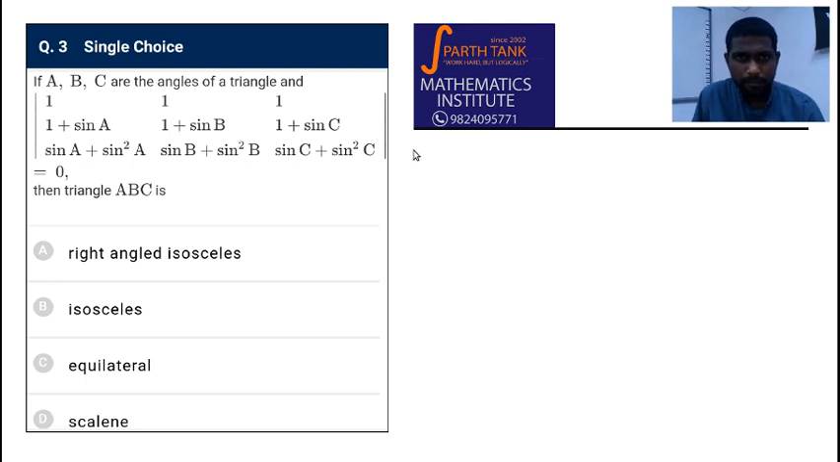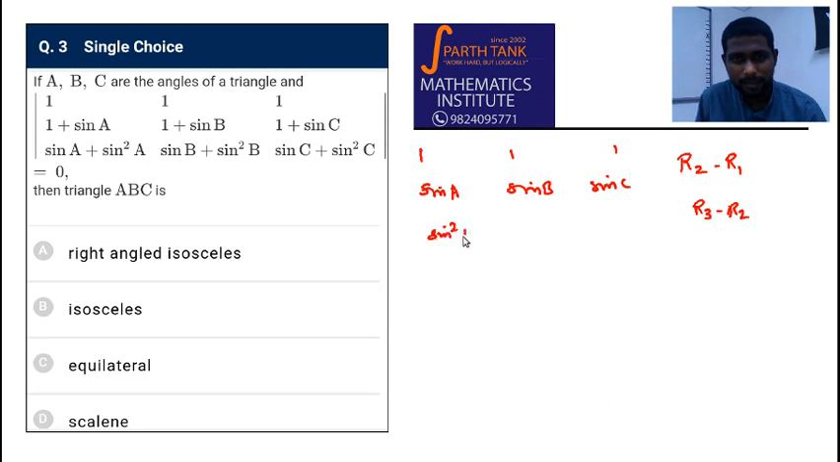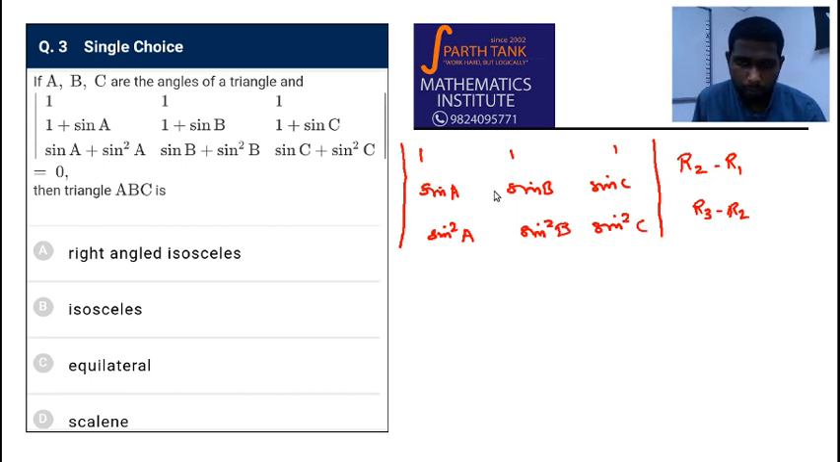We can write it as, quickly, if I subtract R2 minus R1, it will become sin A here, sin B here, and sin C here. And after you do the subtraction, subtract R3 and R2. I'm just saving some space here, not writing the whole determinant again. I can get sin squared A, sin squared B, sin squared C. Is that all right? Okay.